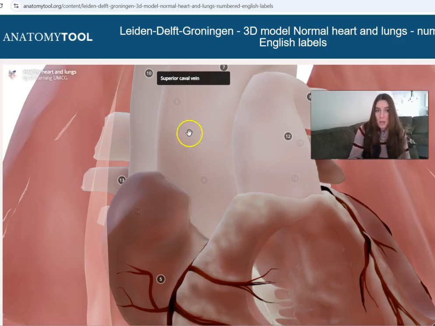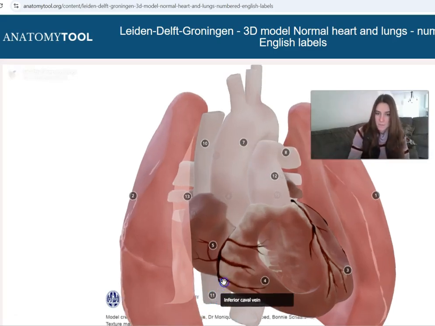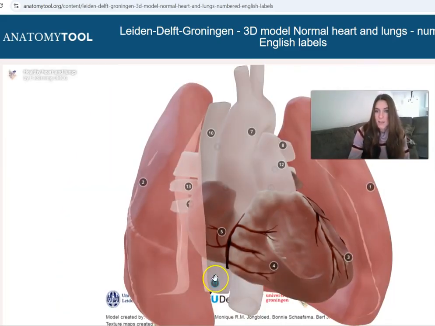So, unsurprisingly, if we look at that name, superior vena cava, we also have an inferior vena cava, which we can see labeled down there. So the inferior vena cava is going to be collecting the deoxygenated blood from all of the veins that collected that blood from the lower extremities and from portions of the digestive tract.